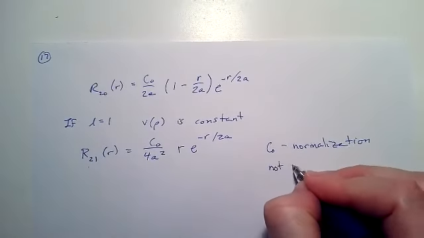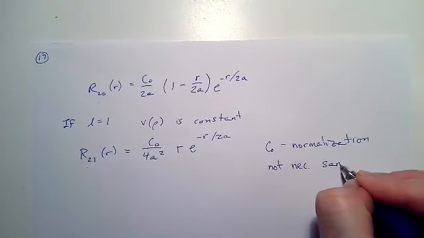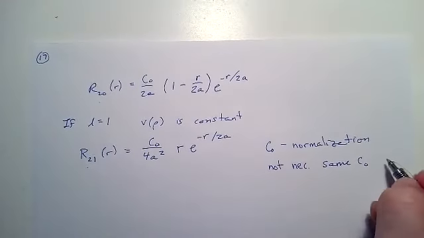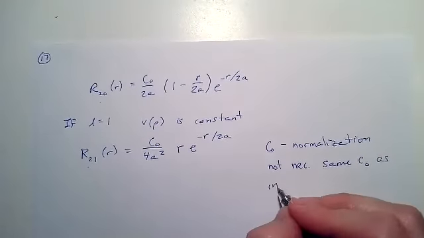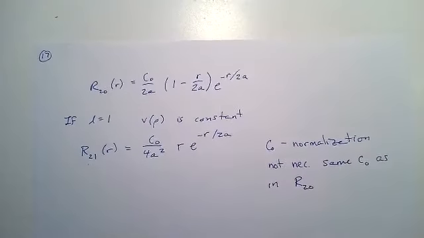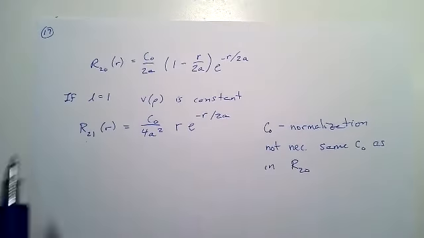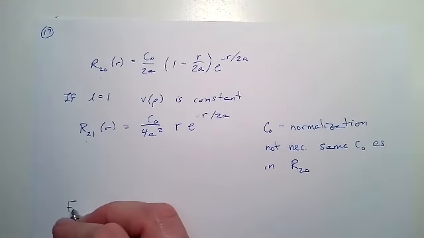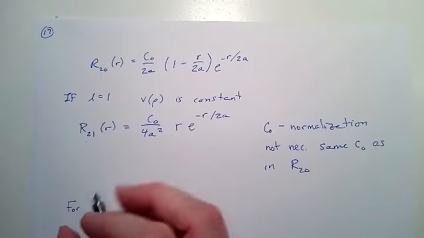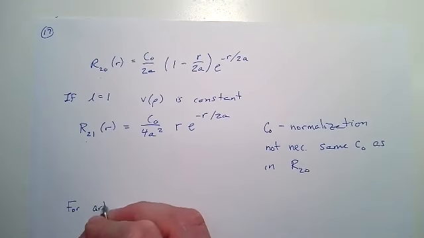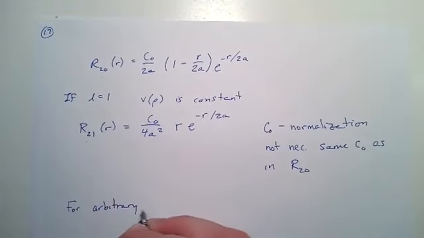And it's not necessarily the same C0 as in our previous equation, right? So that's something you need to determine each time, and you can't assume that it's the same for all of our radial equation. For our arbitrary n, right, so we looked at the first excited state, but we can picture that there are many more states that we could be solving for.